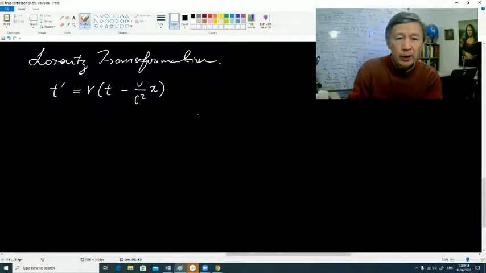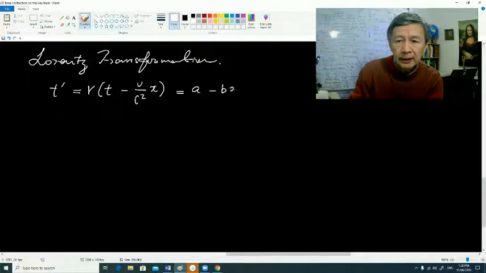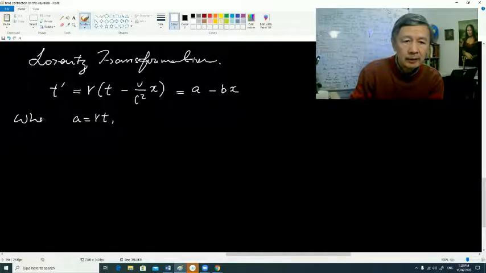Now, if I rewrite this formula slightly, we can put it as a minus bx. So what is a? We have introduced substitute variables here. a will equal gamma times t, and b will equal v over c squared.